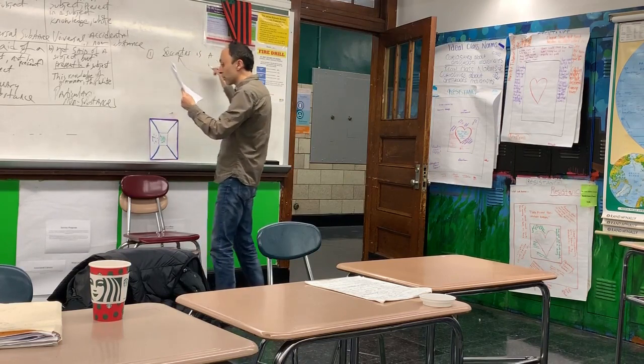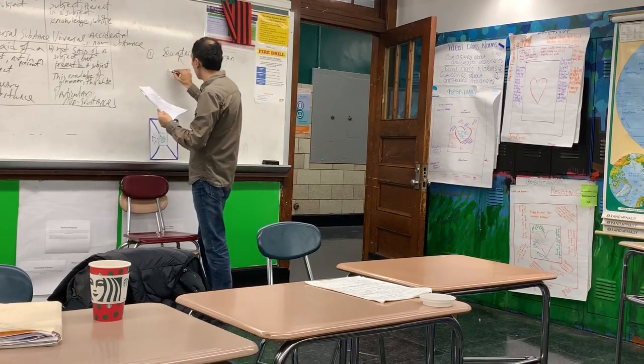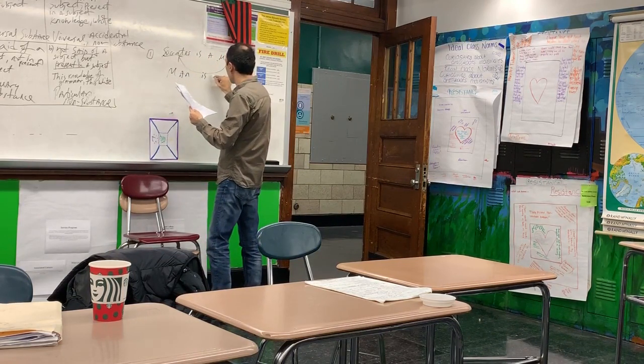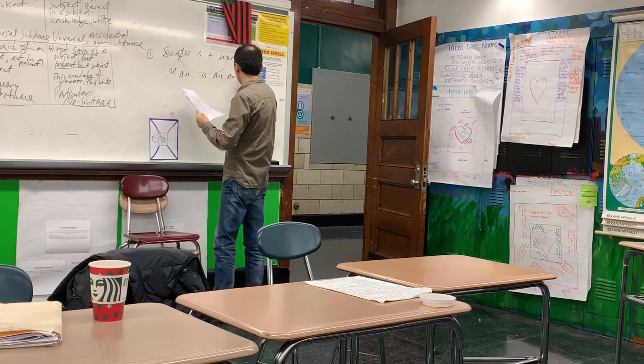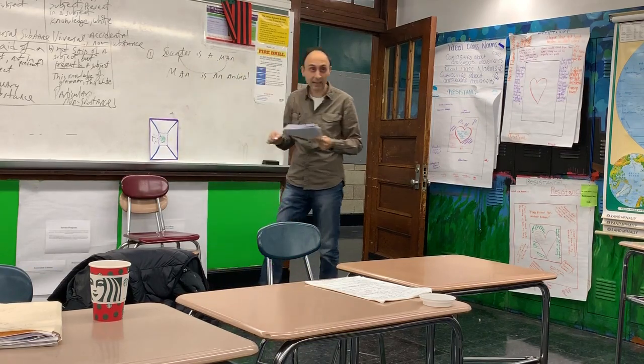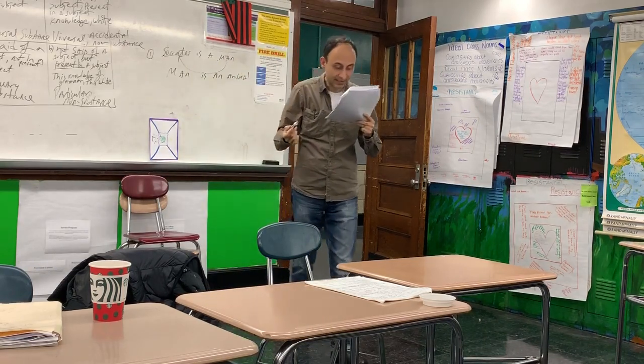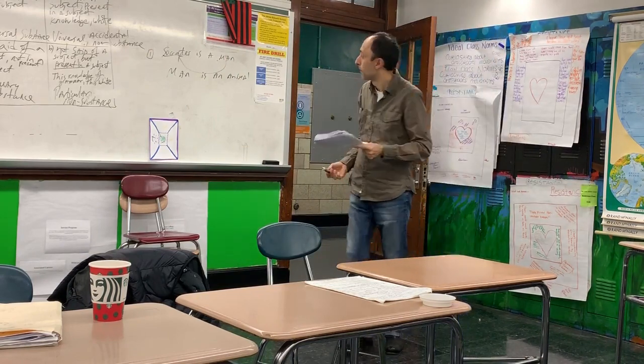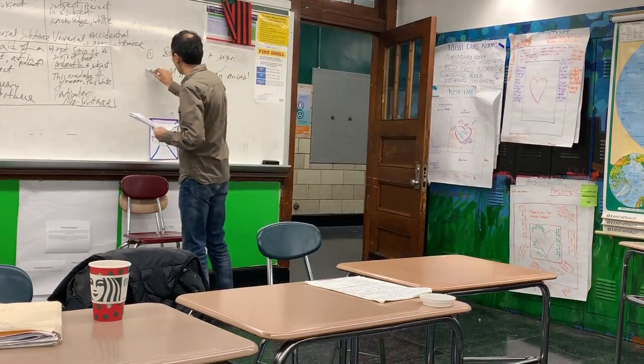Then animal is predicated of man. So man, singular, is an animal. Right? That's what he's saying here. Second part of that sentence: an animal is predicated of man. Okay? So this is the second sentence.